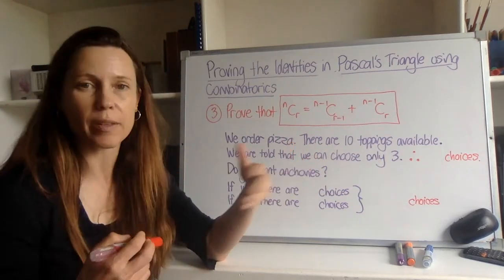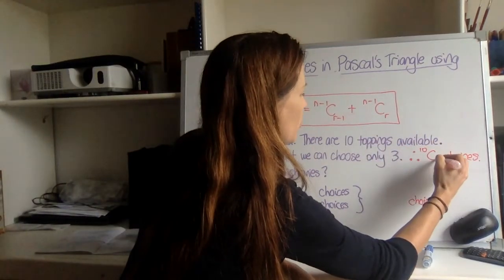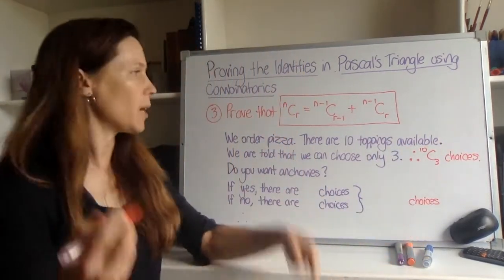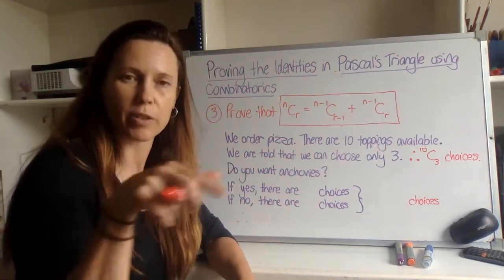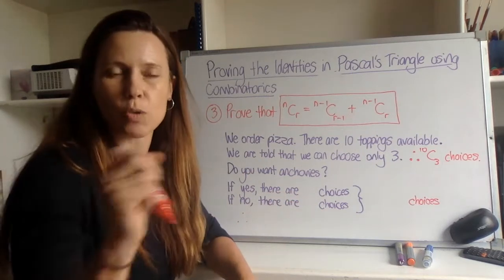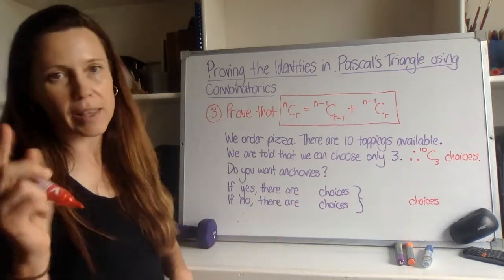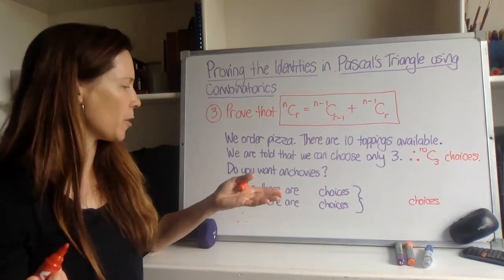Well, if we're choosing 3 from 10, then there must be 10 choose 3 choices. And we know how to figure that out. We can do 10 factorial over 7 factorial times 3 factorial in our calculator, or we can just type 10 choose 3 into our calculator using the n choose r button. All right, what about another approach?